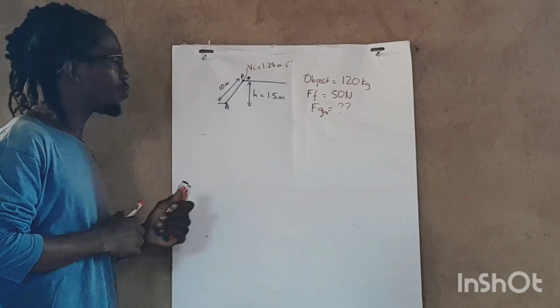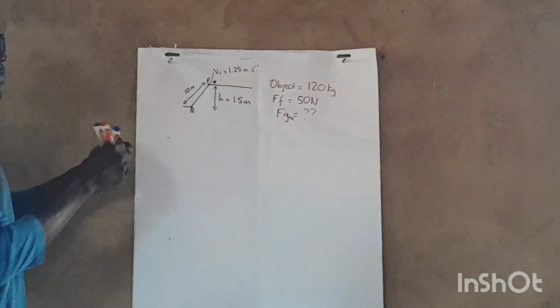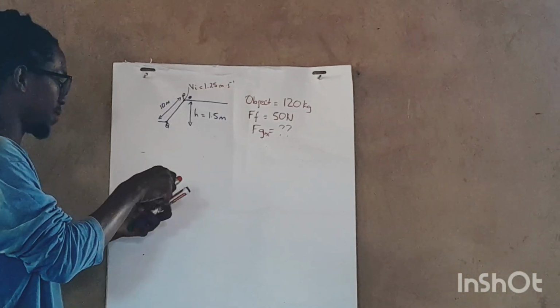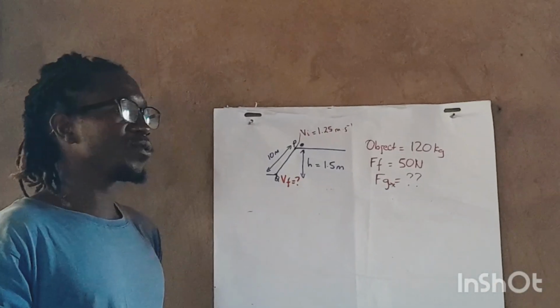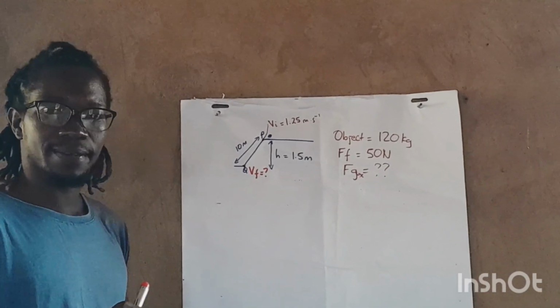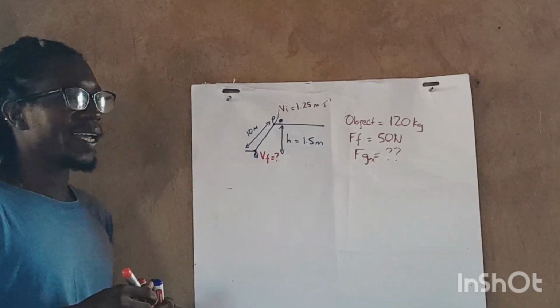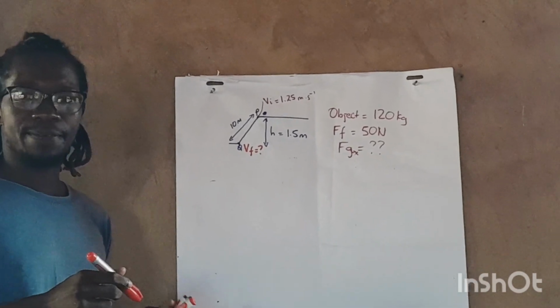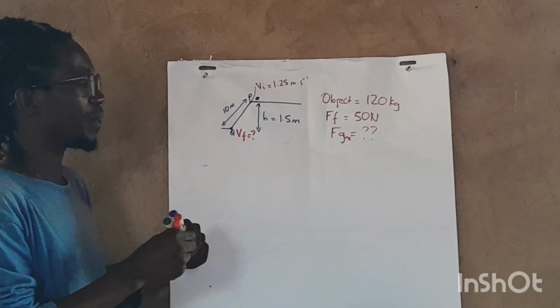So now we are just going to try to find the final velocity at this point, the VF, using either the work energy theorem or the work done by non-conservative force. So let's try to see. Firstly, let's use the work energy theorem. First thing first, let's draw a free body diagram showing what's happening here.